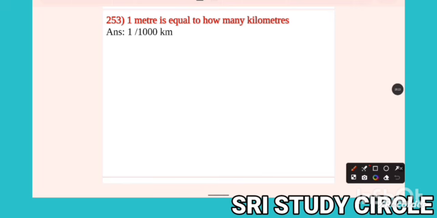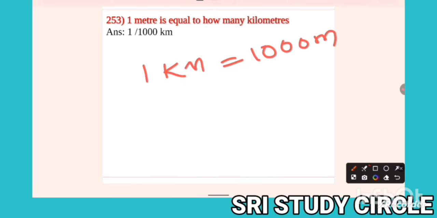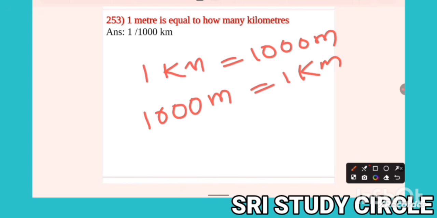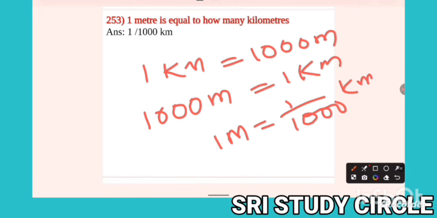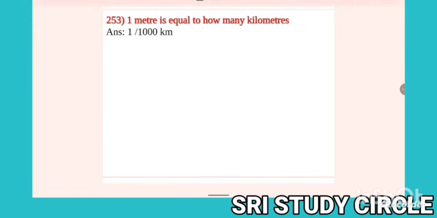1 meter is equal to how many kilometers? Here we know that 1 kilometer is equal to 1000 meters. That means 1000 meters is equal to 1 kilometer. Now we can transpose 1000 from LHS to RHS. Here 1000 is in multiplication, so that becomes division. So 1 meter is equal to 1 by 1000 kilometer. Okay, right. Next one.